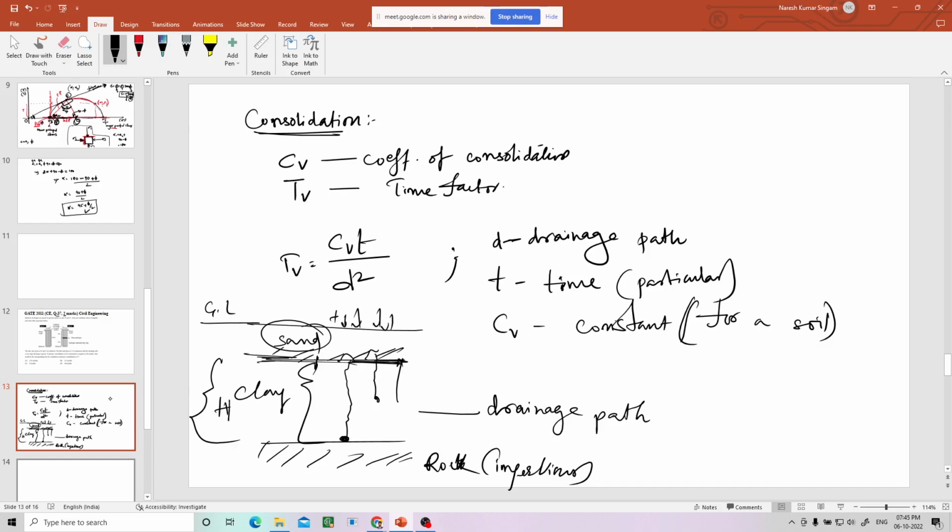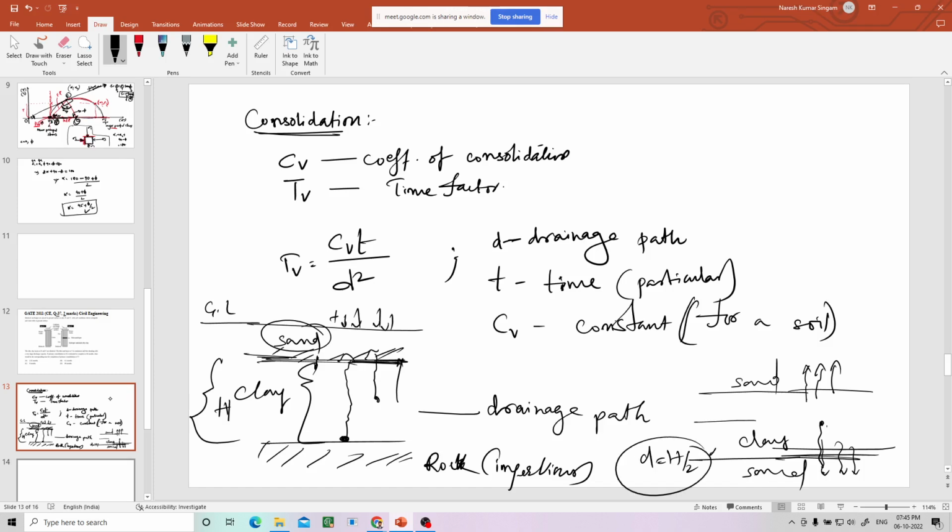Let us say this is H. If there is sand above and below the clay, what will happen? Water can go in this direction and also from the other direction. So the maximum path traveled is half of the height, so D will be H by 2 in this double drainage case. This is the single drainage case. You understood the drainage path in the previous classes; I am just repeating the same thing.